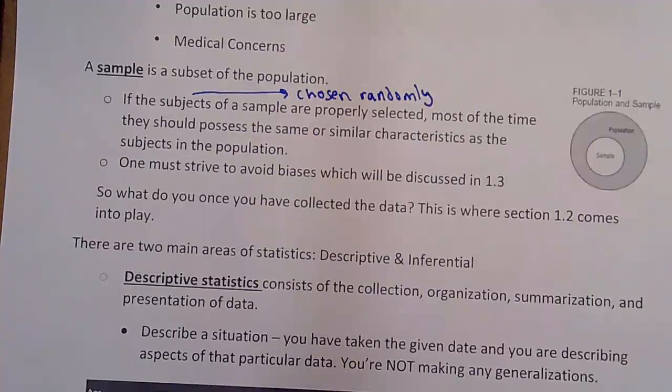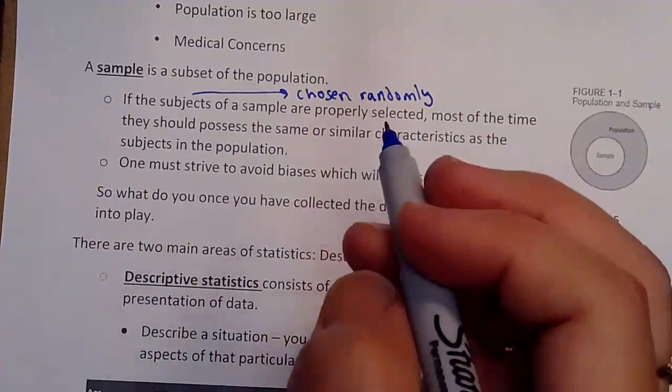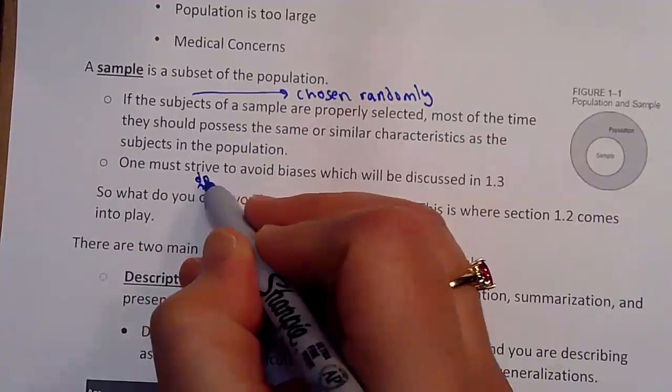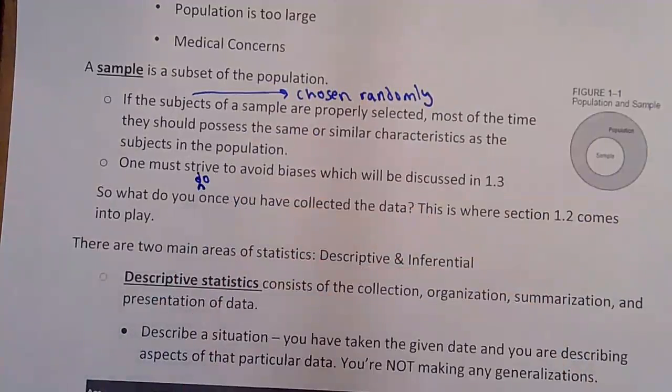So it says, what do you do once you have collected the data? Okay, and it says this is where section 1.2 comes into play. Okay, and I will go over 1.2 in the same recording. So we'll talk about that in 1.2.